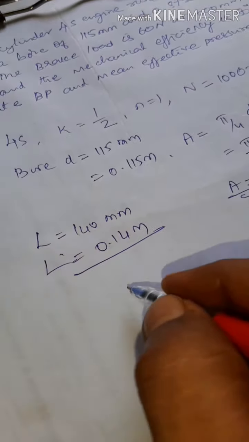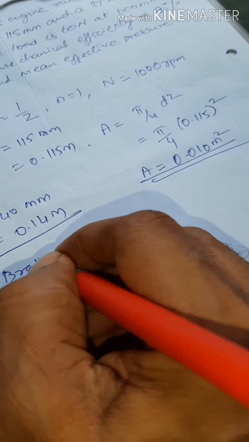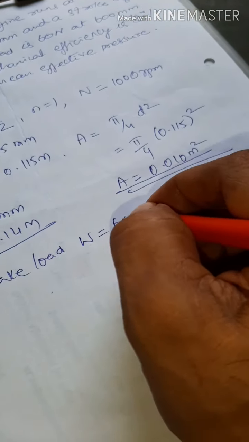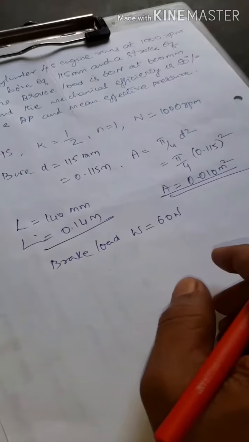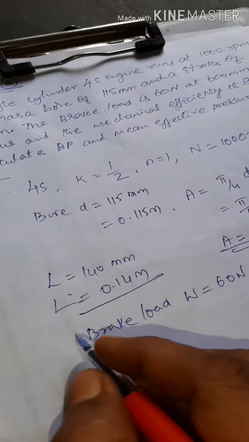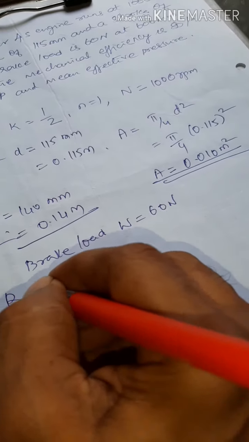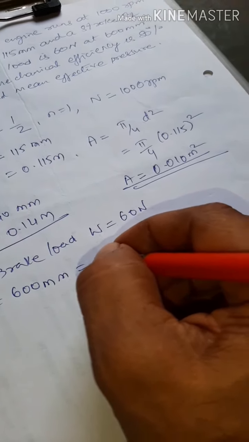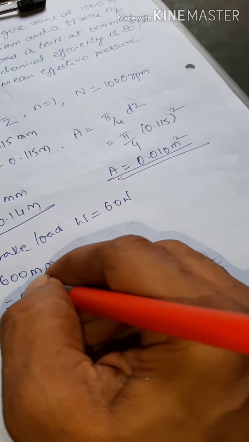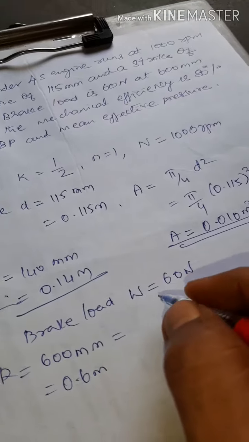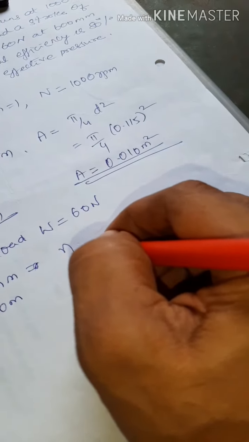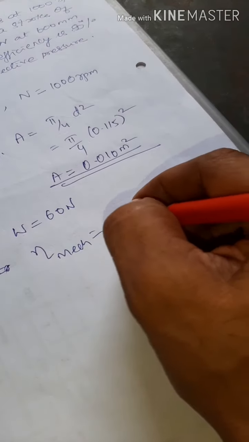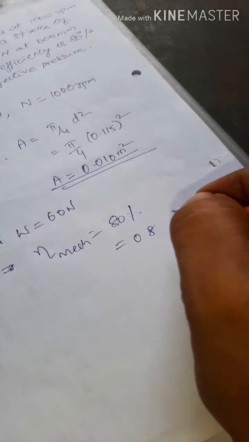Brake load is given, so W is equal to 60 Newton. Now the radius of the brake drum, R, is 600 mm. What is it in meters? 0.6 meters. Next, the mechanical efficiency is given. Eta mechanical efficiency is equal to 80%, so that means 0.8.